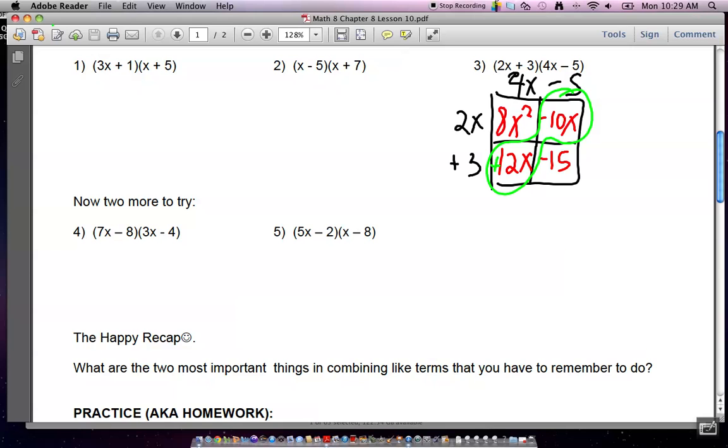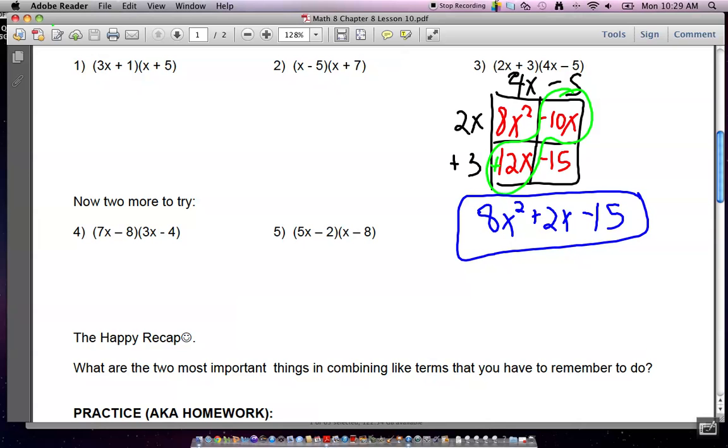Now, that's the Fuji peanut in green. We have to make sure that we add on the Fuji peanut. So the 8x squared has no terms that can combine with it, no like terms. Now I have negative 10x and positive 12x. That adds up to plus 2x. And then we have minus 15. So my final answer for this one is 8x squared plus 2x minus 15.